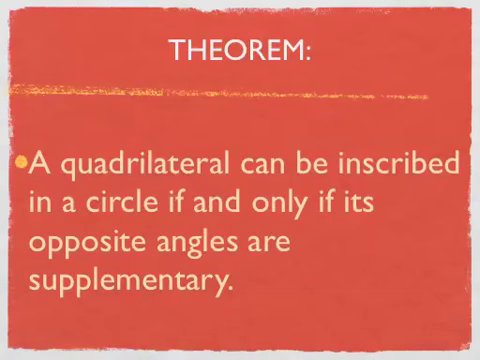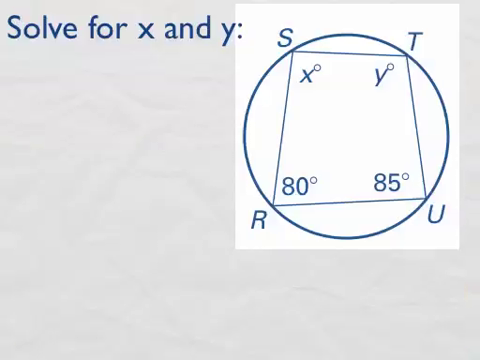The next theorem says a quadrilateral can be inscribed in a circle if and only if its opposite angles are supplementary. This example asks us to solve for x and y.